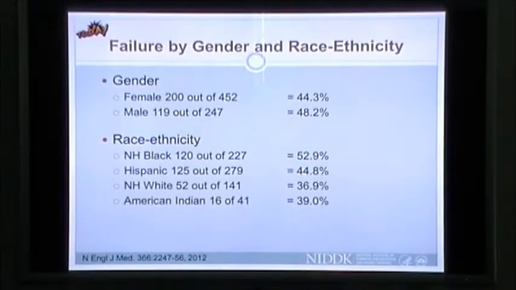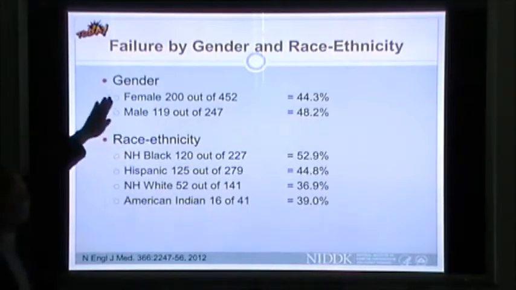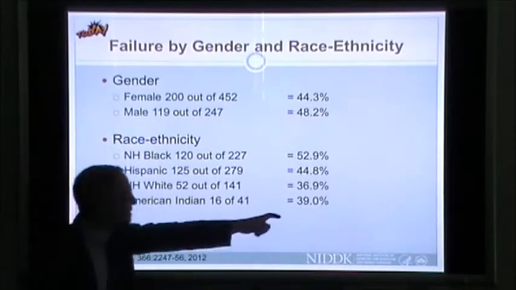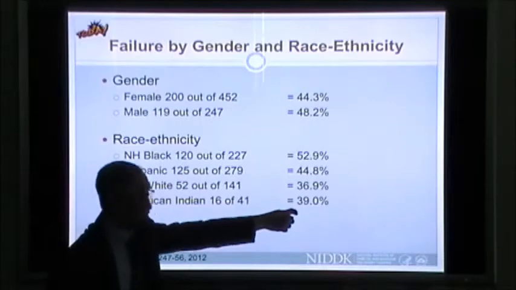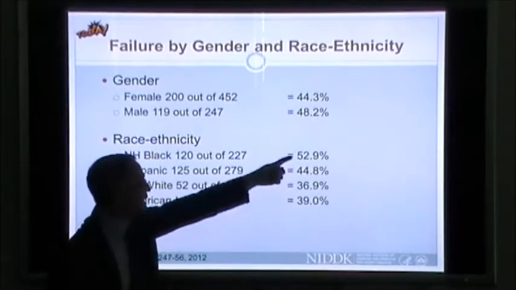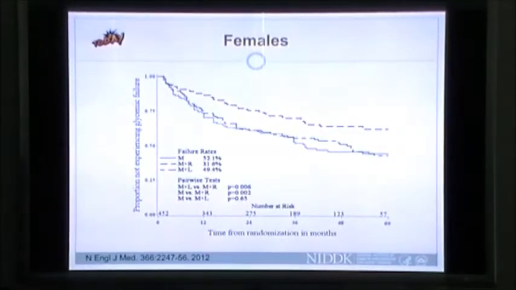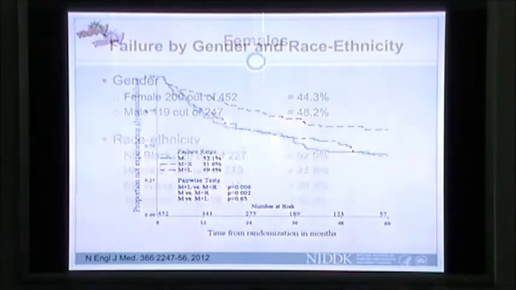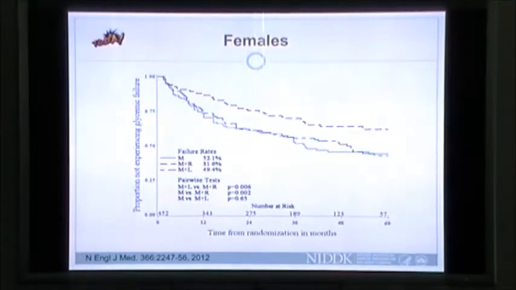Now, if we look at failure by race and gender, what we see is not much difference in the failure rate by gender, but a distinct difference, with 39% of American Indians failing up to 52% of the African Americans. Now, if we look, however, at the arms, what we see is some very interesting and intriguing differences.